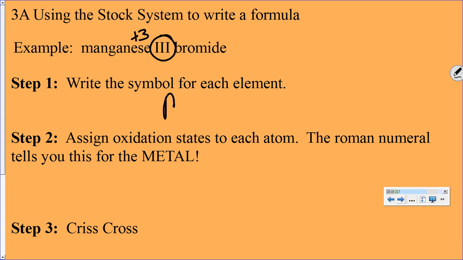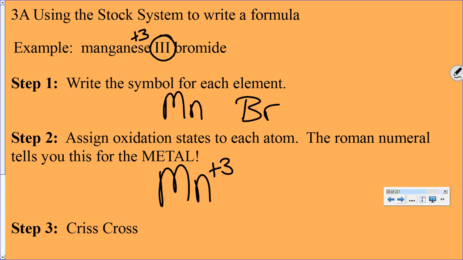So I've got Mn for manganese, and I've got Br for bromine. As I assign my oxidation states, I'm all set for manganese. It's telling me it's +3. You might be dying to look at the periodic table for manganese, but you don't need to do it. When we look at bromine, bromine's only negative charge, its top charge listed, is -1.